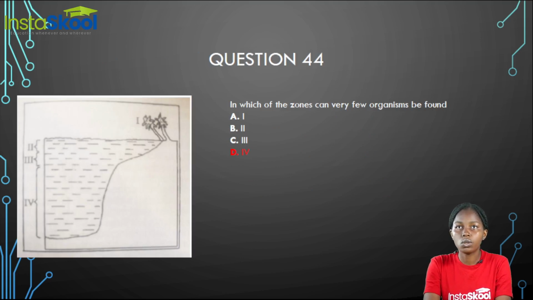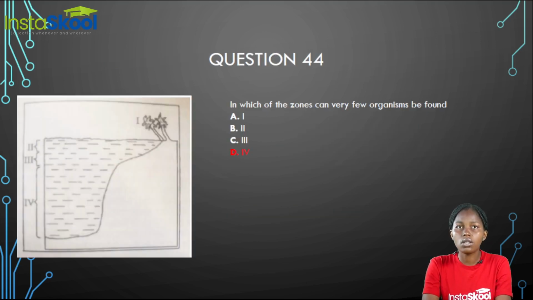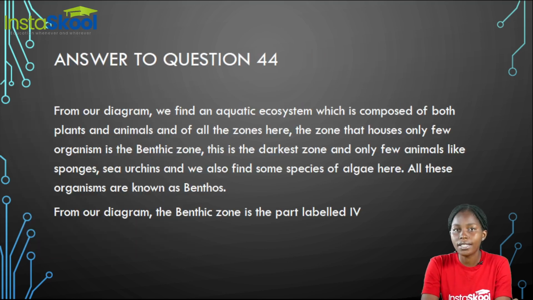In which of the zones from the diagram can very few organisms be found? This diagram shows an aquatic ecosystem. And in this aquatic ecosystem, we can find both plants and animals in each of the zones. But one of these zones houses only very few of these organisms, both plants and animals. It is known as the benthic zone.